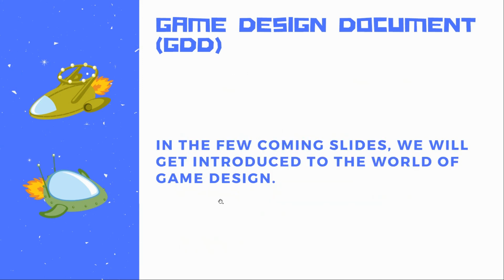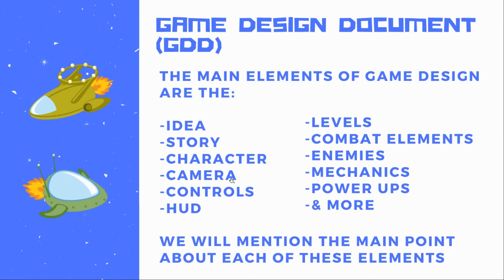In the few coming slides, we will get introduced to the world of game design. The main elements of any game design document are the idea, the story, the character, the camera, the controls, the HUD, the level, the combat elements, the enemies, the mechanics, the power-ups, and much more.